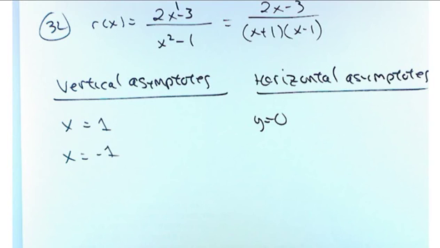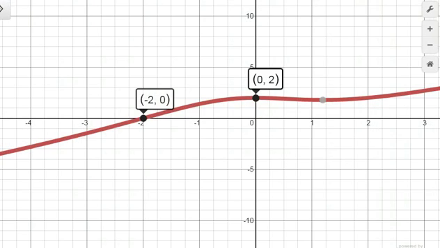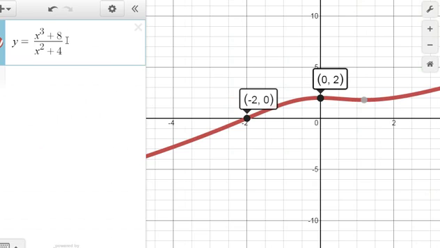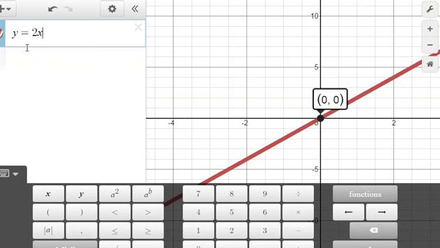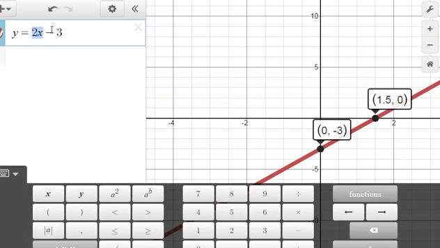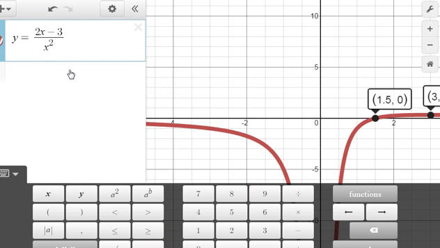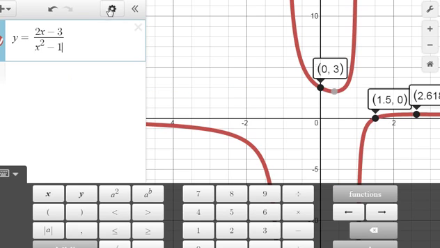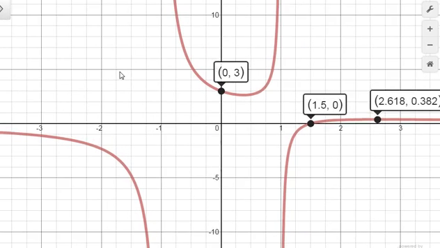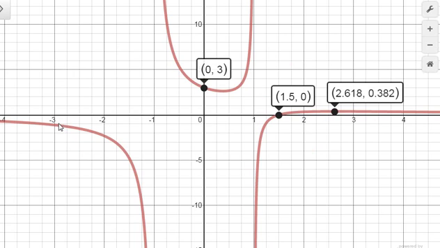Let's see that when we look at the graph. So y equals, let's just do it again, 2x minus 3. Highlight this, then hit the division key, divided by x squared minus 1. And well, this pretty much has everything we expected, right? So it's getting close to, but not quite touching, the x-axis. We weren't asked for it, but it's giving us the x-intercept. And we can see the vertical asymptotes as well.